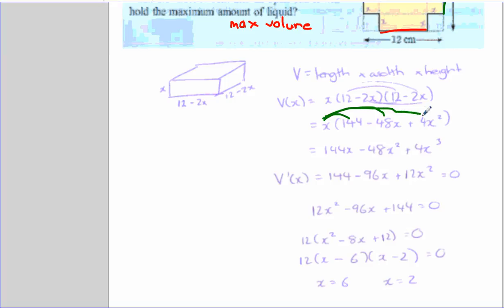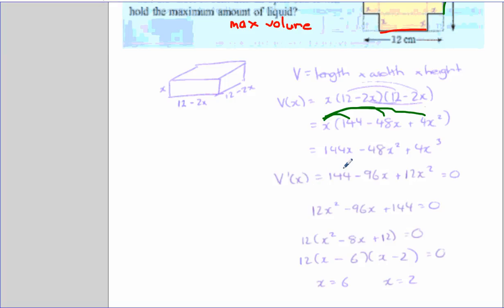So x times 144, 144x, x times that, negative 48x squared, x times that, plus 4x cubed. This is still your original function, it's the volume function. Remember now, next step, do the calculus step. V dash of x, like finding f dash of x.